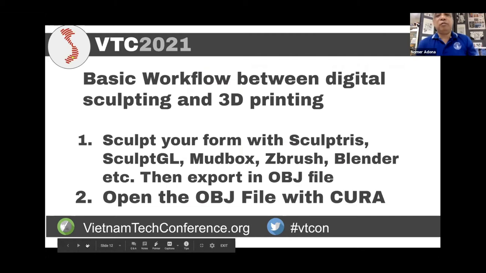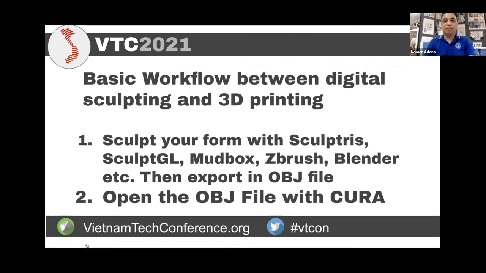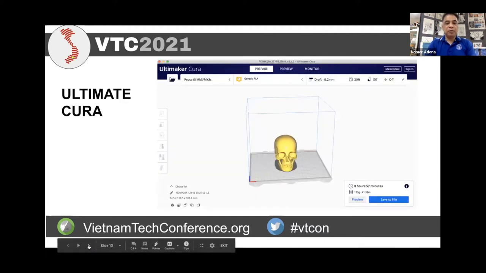So what is the basic workflow between digital sculpting and 3D printing? The first one is to sculpt your form with Sculptris, SculptGL, Mudbox, ZBrush, Blender, etc. Then this is the most important thing: export your output as an OBJ file. Then the next step is to open this OBJ file with Cura. Cura is a free application where you can open any OBJ file or STL file, and eventually you can print.